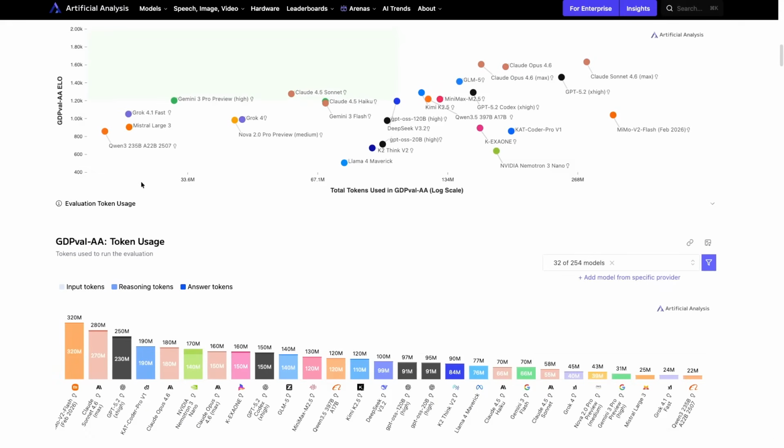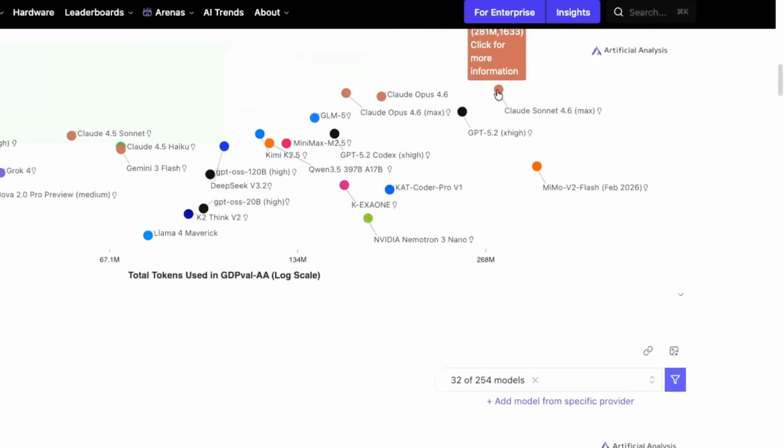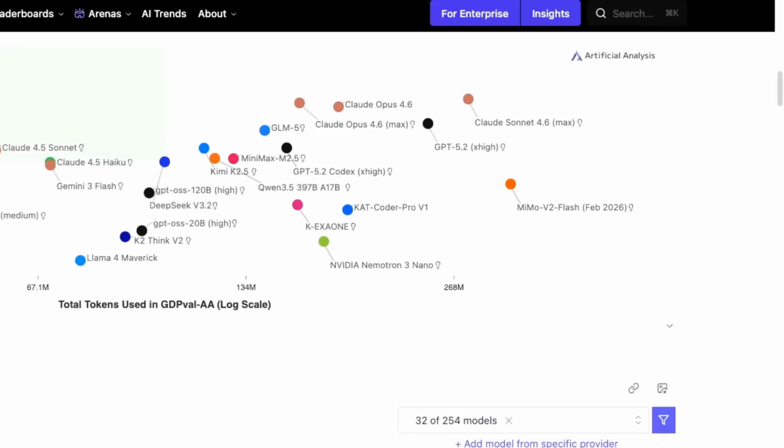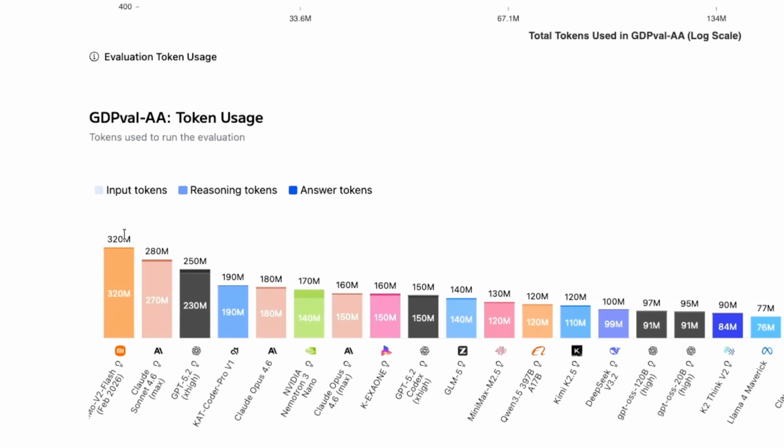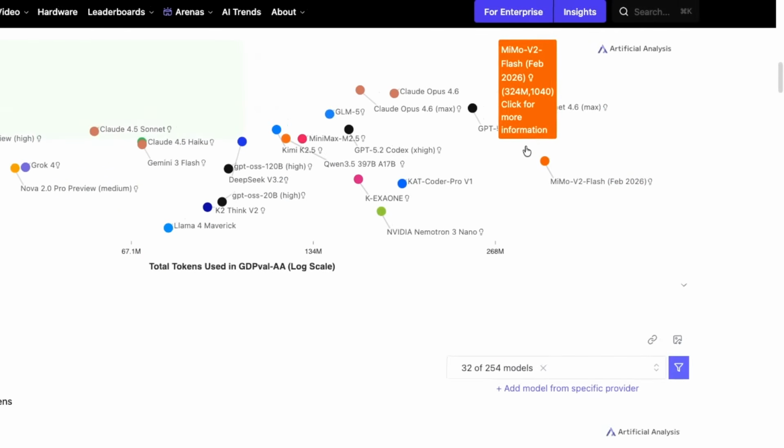Now, we can see more details about this when we come in and look at the Artificial Analysis website. We can see that, okay, this is right up here. The only model that is actually spending more tokens is one of the Xiaomi Flash models, which I think is actually a very cheap model to use. And obviously, it doesn't have the intelligence that the Sonnet 4.6 has.